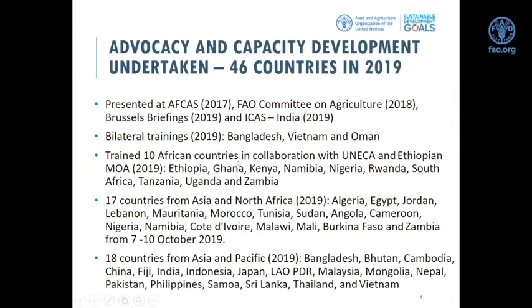Then we trained 10 African countries in collaboration with the United Nations Economic Commission for Africa and with the Ethiopian Ministry of Agriculture. I'm not going to go through the list of the countries, but these were the 10 African countries that were trained on the indicator methodology. Then 17 countries from Asia and North Africa were trained in 2019. And likewise, 18 countries from Asia and Pacific were trained on the indicator methodology.